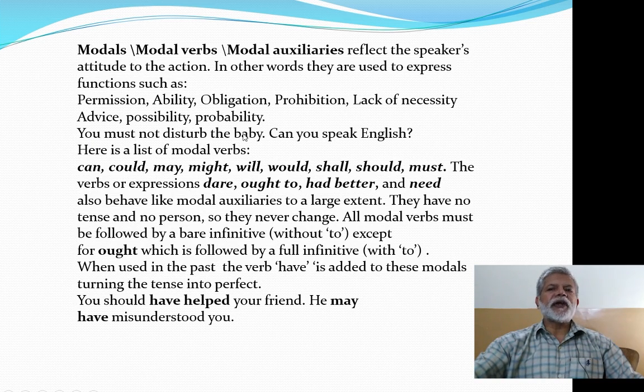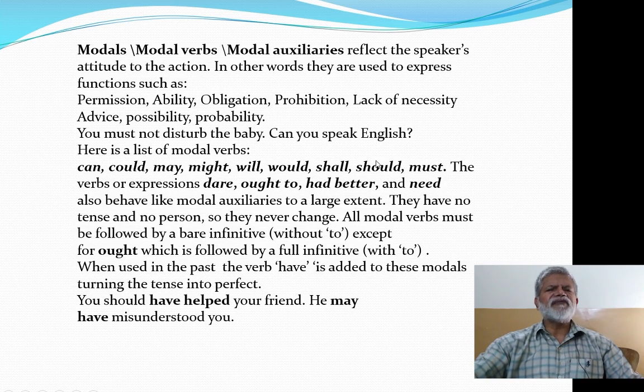These are different functions that these modal verbs perform. You must not disturb the baby. Now here must shows the speaker's attitude with respect to disturbing the baby. You must not disturb the baby. Can you speak English? Can is a modal verb here that shows the attitude of the speaker.